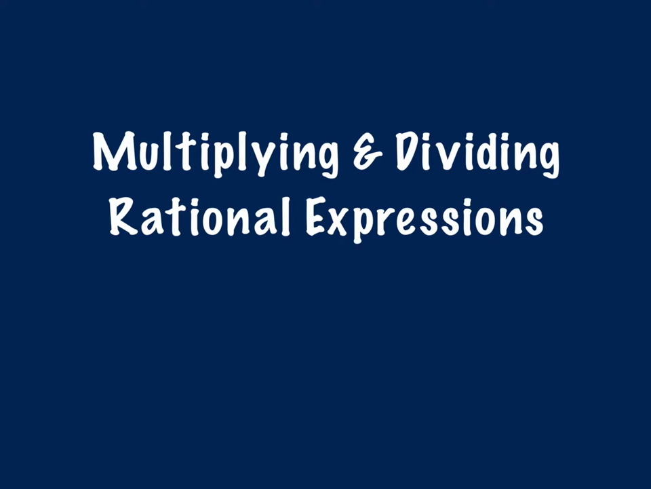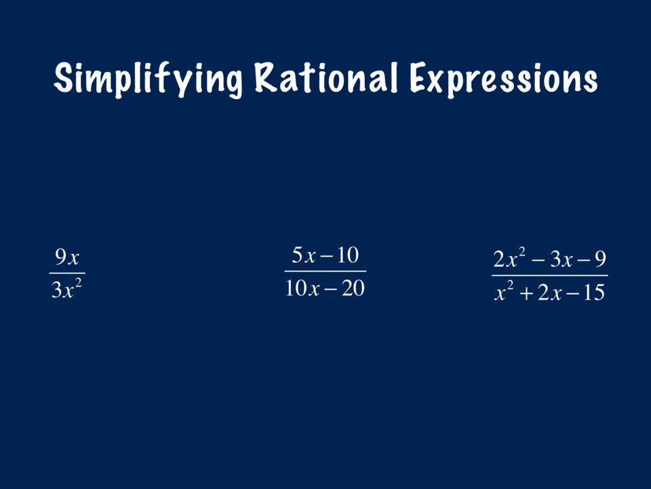In this lesson, we're going to talk about multiplying and dividing rational expressions. Before we can multiply and divide, we need to learn how to simplify expressions. When I'm going to simplify a rational expression, I'm really just simplifying a fraction. So what I'm going to do is factor the numerator and factor the denominator, and then look if there are any common factors that I can cancel. Remember that factors are values that are being multiplied together.